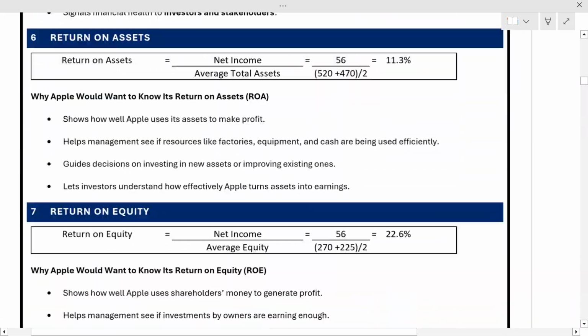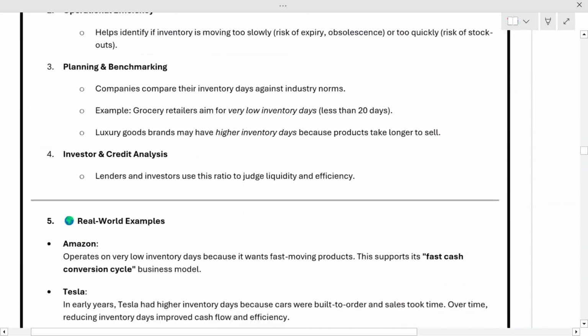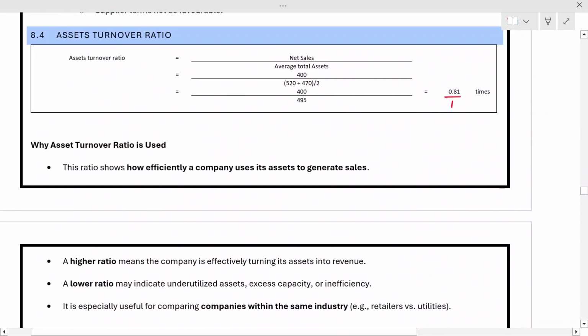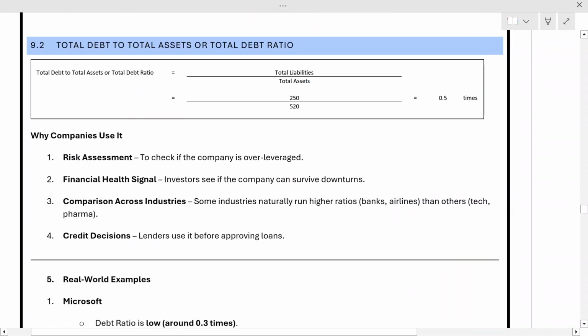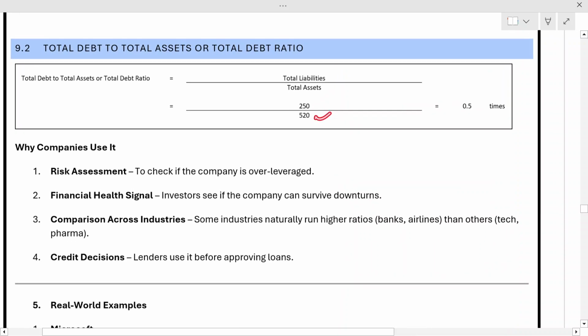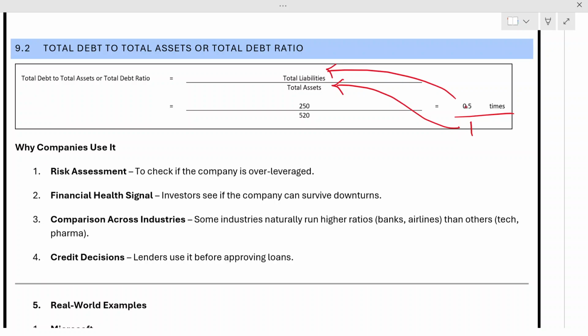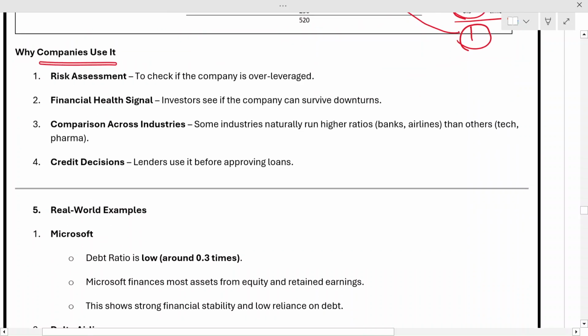So if we go below and try to see the impact, our total liabilities is 250 and our total assets is 520, and if we solve that we get 0.5 times. What does it simply mean? Whenever we have assets of $1, we have liabilities of $0.5. It means it's a good thing for us because we have higher assets and, compared to that, lower liabilities. Now, why do companies use it?